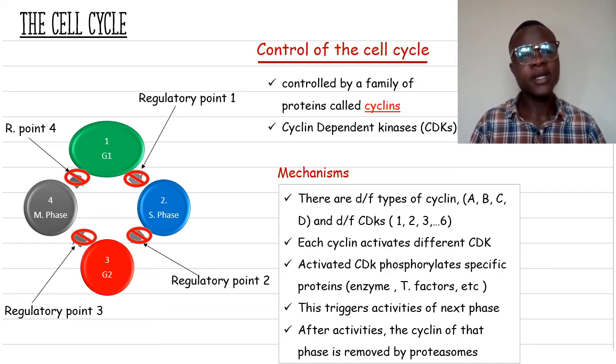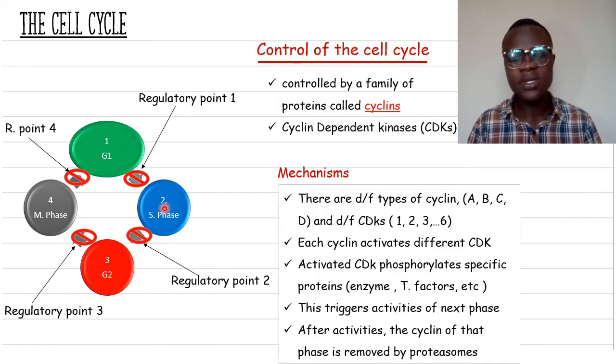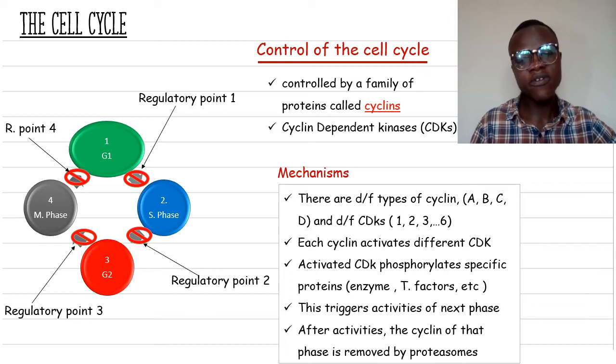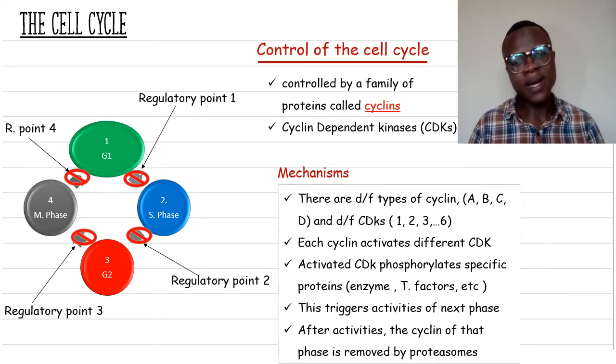Let's take, for example, the cyclin in the G1 phase. They bind to the cyclin dependent kinase in the G1 phase and trigger certain enzymes that are responsible for carrying out the activities here. By triggering the enzymes, it enables the cell to now enter the S phase of the cell cycle. After carrying out their activities, the cyclins are then removed from the cell by the proteasomes. Let's now go on and look at these steps in detail.